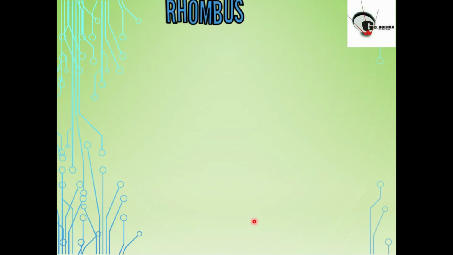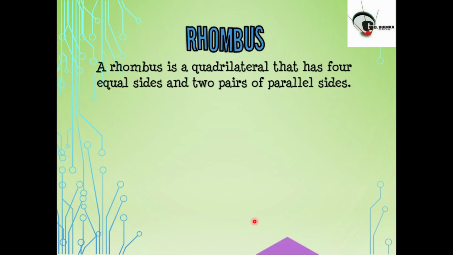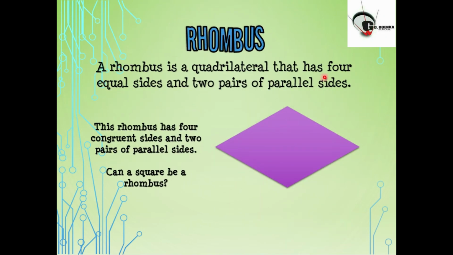Next, we have rhombus. A rhombus is a quadrilateral that has four equal sides and two pairs of parallel sides. Four sides, these are four equal sides, and two pairs of parallel sides. That means one pair, these opposites are parallel, and these two are parallel. So one pair of parallel sides and a second pair of parallel sides, just like a square. So this rhombus has four congruent sides and two pairs of parallel sides.